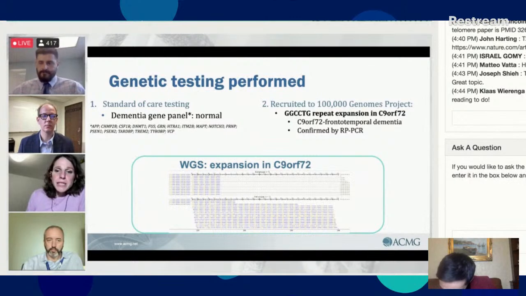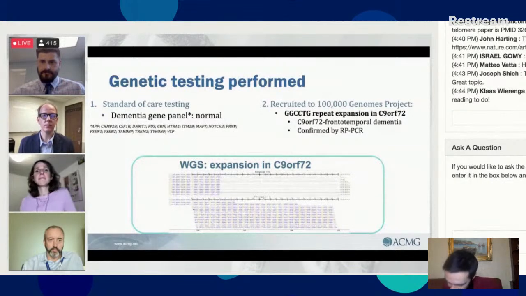So in both cases, I've shown you how whole genome sequencing allowed us to reach a diagnosis, first in a group of families with SCA36 and here in this patient. But what is the limitation?